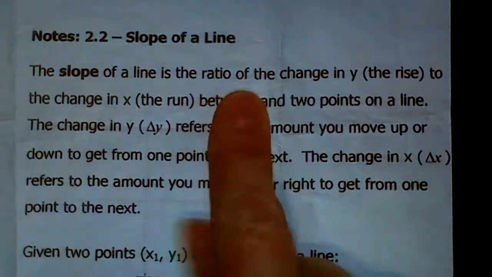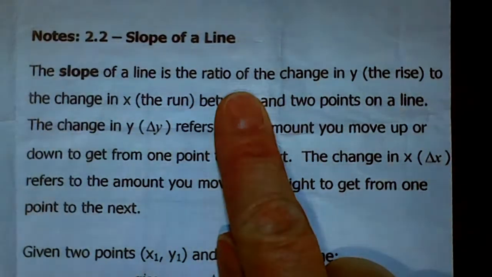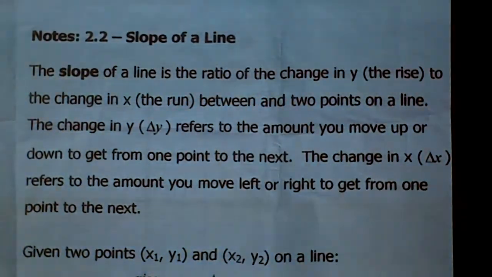So the slope of a line, it's a ratio. You can call it a fraction, because ratios are fractions too. And it's a ratio of the change in y, so we're talking y-axis, vertical movement, to the change in x-axis, horizontal movement, between 2 points, any 2 points on a line.